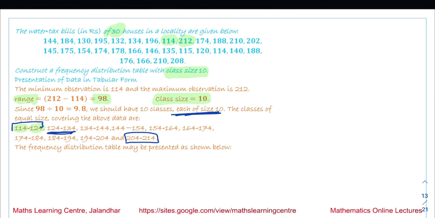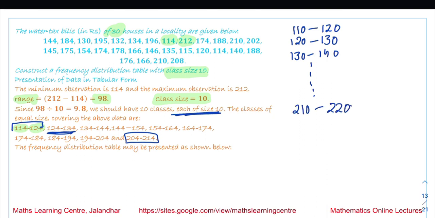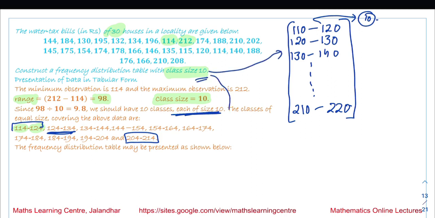Or what you can do is you can start it with 110 to 120, 120 to 130, 130 to 140. Likewise, you can continue up to 210 to 220. So it is up to you how you want to write these values. But when it is given that the class size should be 10, then the class size in this case is also 10, and class size in this case is also 10.